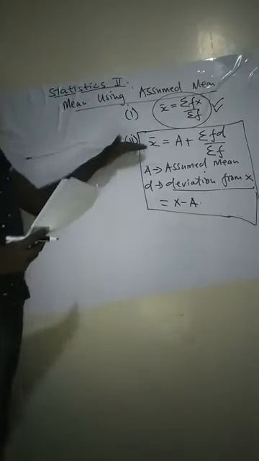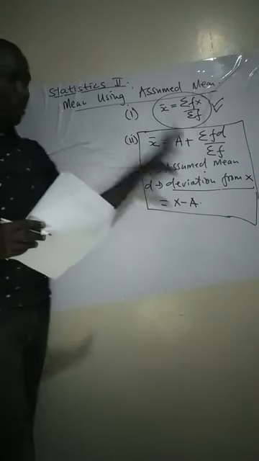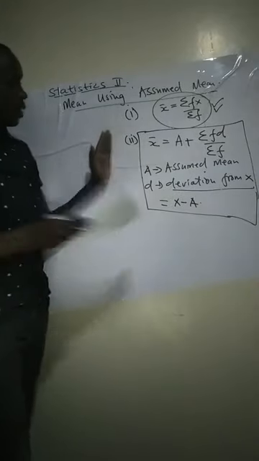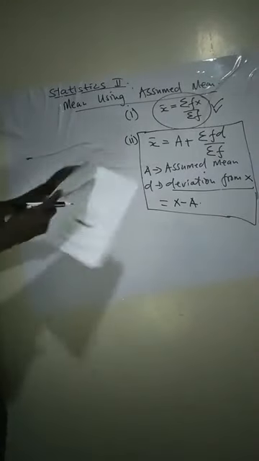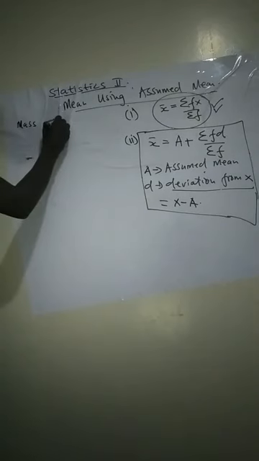In getting mean using assumed mean, let us see how we are going to apply this formula in practice. How do we apply that formula in a case example? Let me capture some values here. I will say I have mass, and here let me just call it frequency.